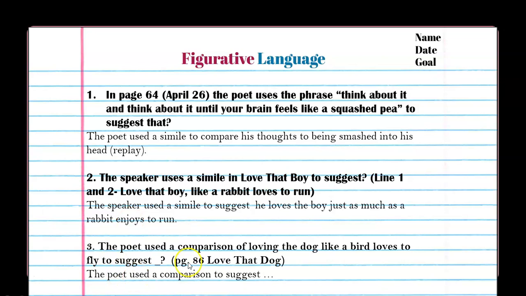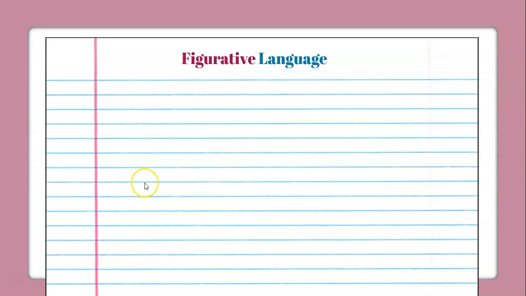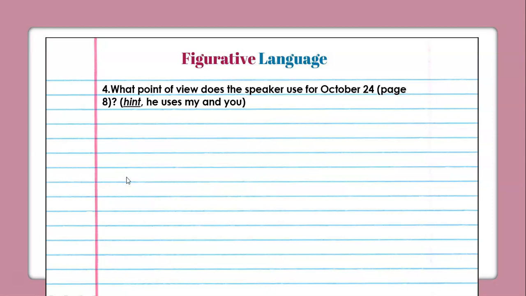So we're going to share this in class. So be ready to share that. Okay, boys and girls. So we will share the answer for number 3 when we get to class. Okay, boys and girls, so let's go ahead and continue with the next one. And I want you to label this number 4. And I want you to write the question. What point of view does a speaker use for October 24, which is page 8?